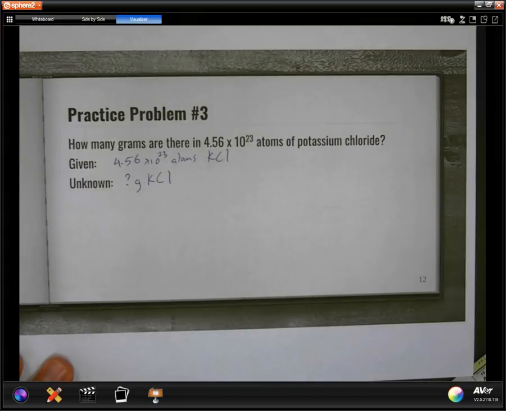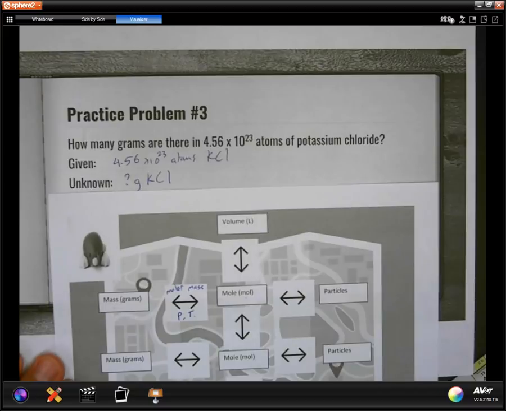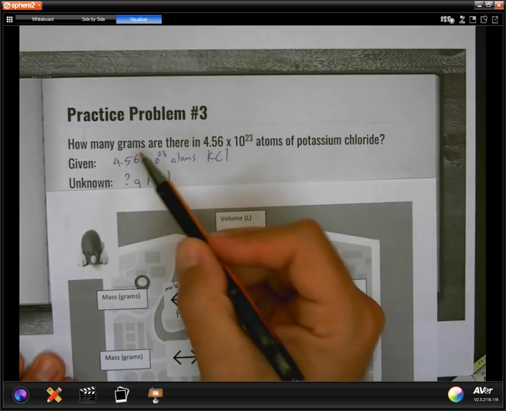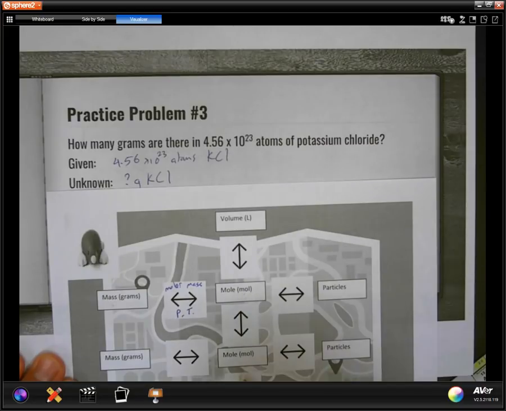Now I need to start coming up with a game plan. Your game plan revolves around this mole map idea. Again, you are starting with atoms, that's this particle box, and you're converting it all the way to grams or mass. So this is going to be a 2-step conversion problem. You're going to need 2 conversion factors.